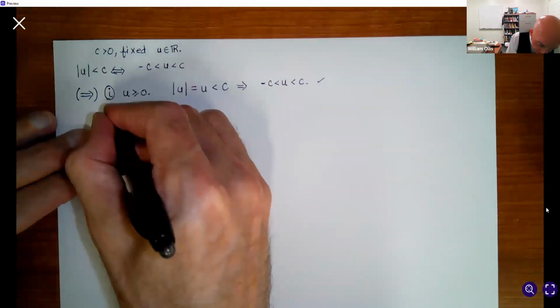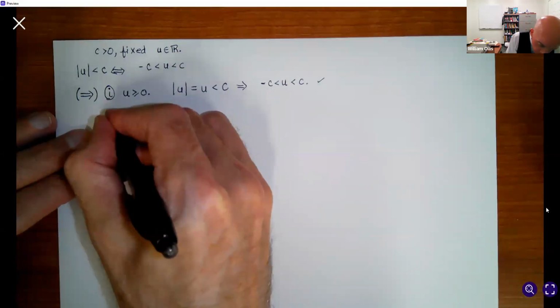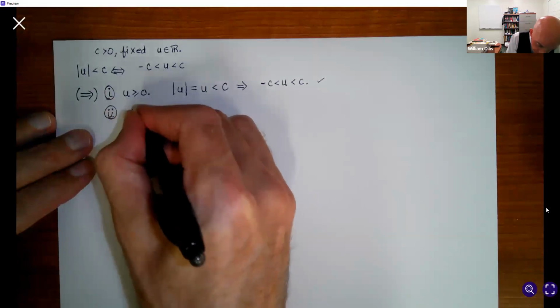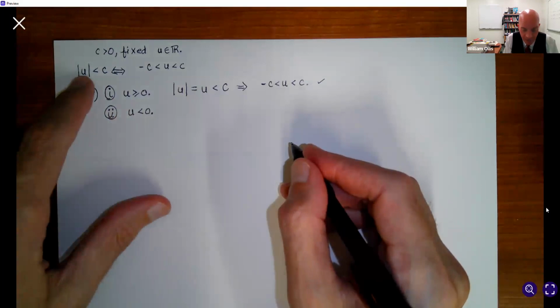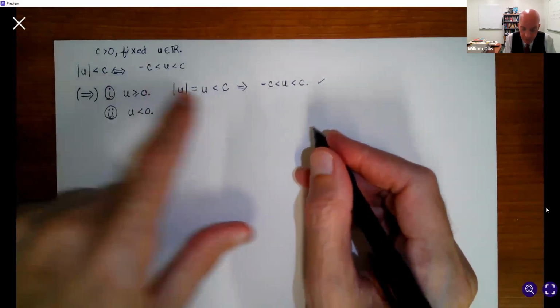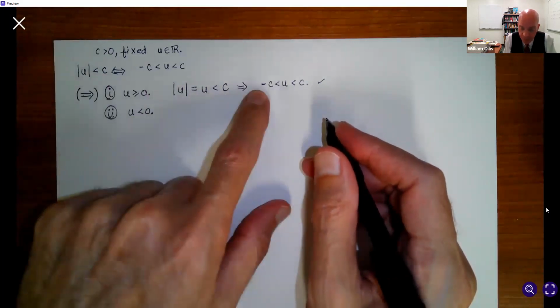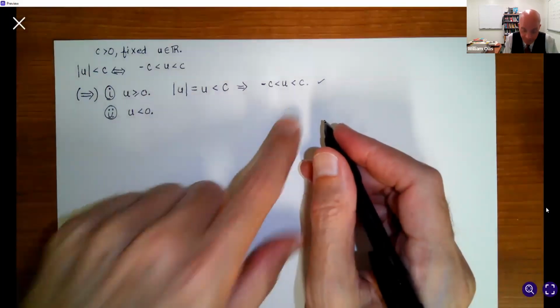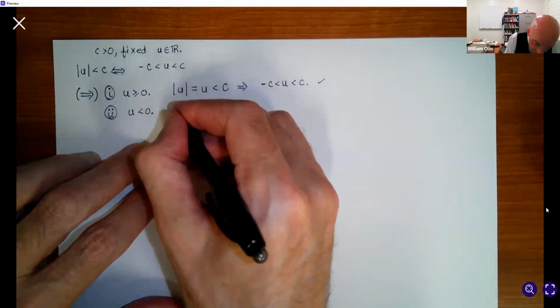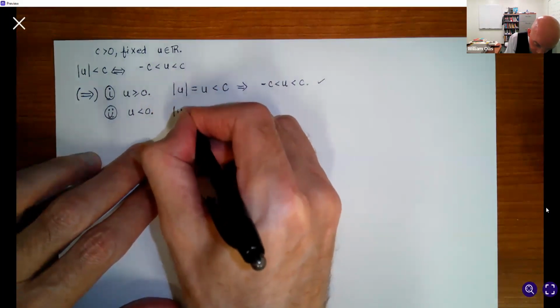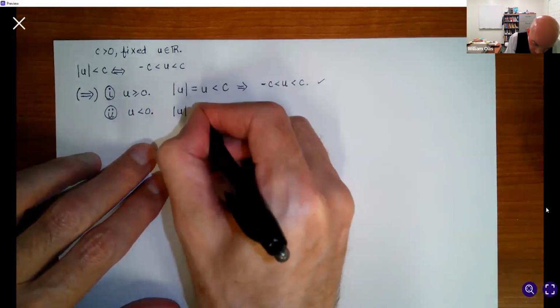Now let's look at the part where U could possibly be less than 0. So what we want to show is that the absolute value of U less than C means that U is between the additive inverse of C and C. So now if we assume that U is less than 0, then we know that the absolute value of U is equal to its what?